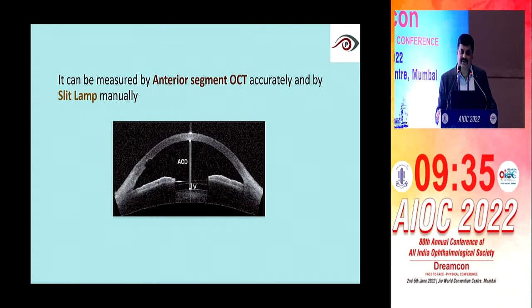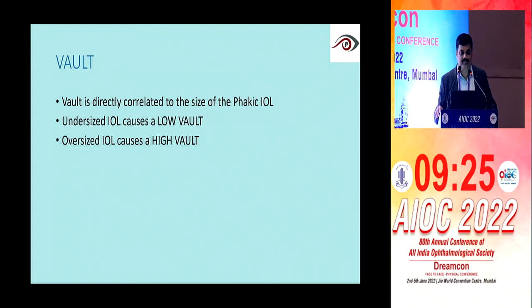There are different methods to measure the vault. Normally it is measured by anterior segment OCT, and you can even measure it manually by the slit lamp. Always, as Kamal said, it is directly correlated to the size of the phakic IOL. Undersized phakic IOL causes low vault, you have to remember. Oversized IOL causes high vault.